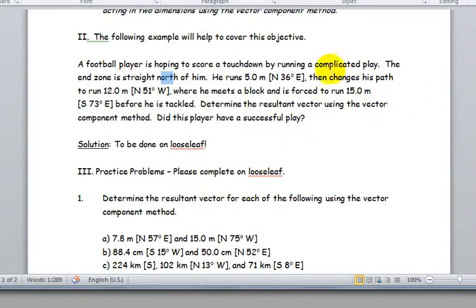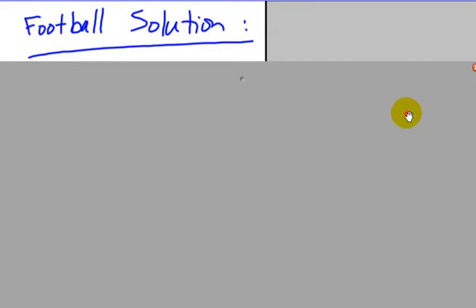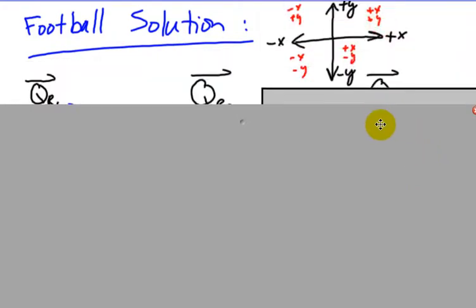Okay, so looking at those numbers, we're going to break each of these vectors down into a vertical and horizontal component, add all the horizontals, add all the verticals, and then we'll be able to figure out what our final resultant vector is for the question. Ideally, before we would have drawn a scale diagram for this, but now we're going to look at the vector component mathematical method.